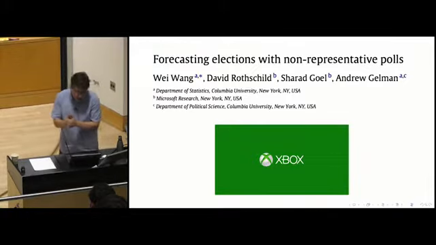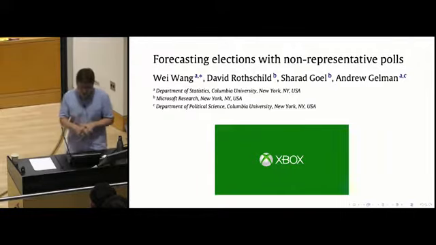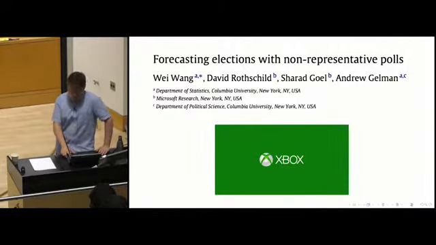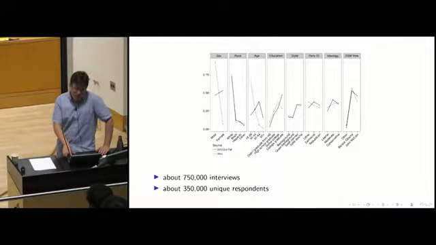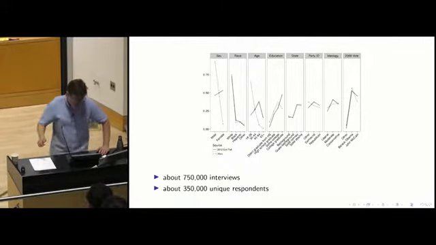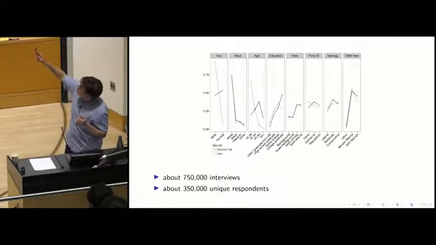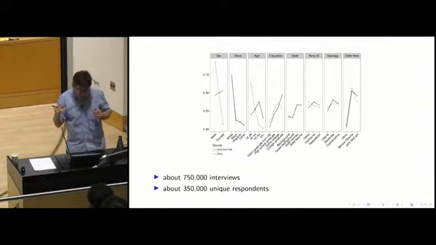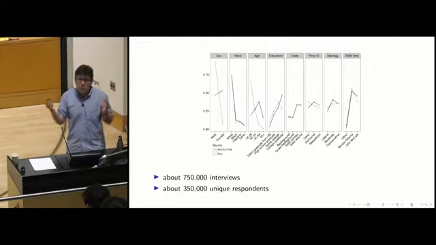This is a study by Wei Wang and colleagues, forecasting elections with non-representative polls. They took a sample of people on the Xbox platform. For people who don't play Xbox or don't have a kid that plays Xbox, it's a video game platform. It's really fun. People on the Xbox are not a random sample of Americans. This graph shows a comparison of the demographic characteristics of people they were able to sample from the Xbox compared to people in the voting age population.